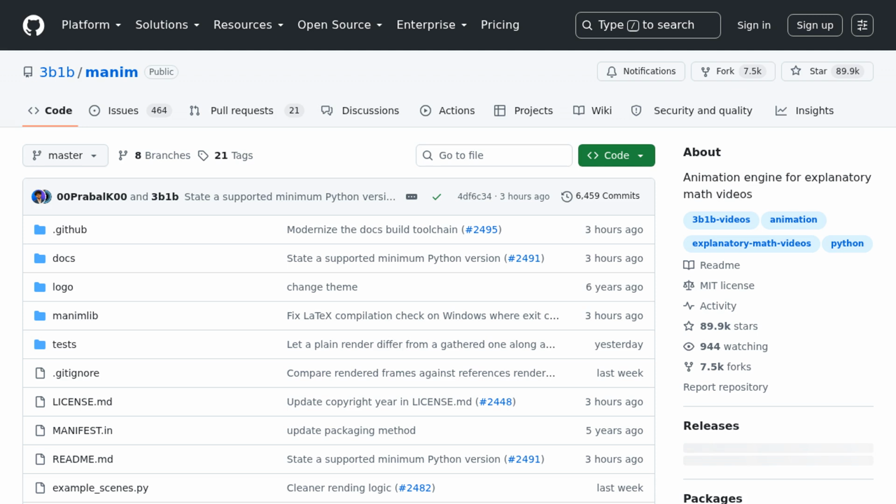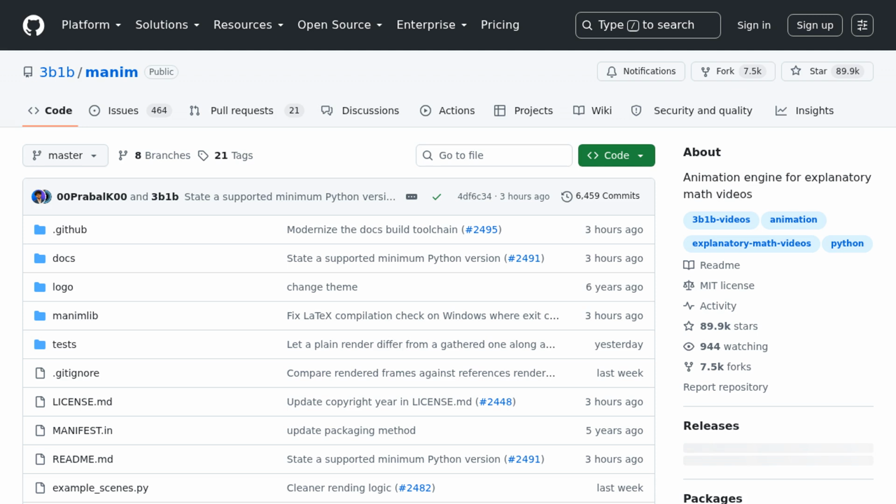It's an animation engine built with Python, specifically designed for creating precise, code-driven explanations of mathematical ideas. It began as the personal project of Grant Sanderson, the creator of 3 Blue 1 Brown. The project's influence is undeniable. It has amassed nearly 90,000 stars on GitHub, with over 380 added in just one day. That kind of traction signals a real need for better tools in technical communication.